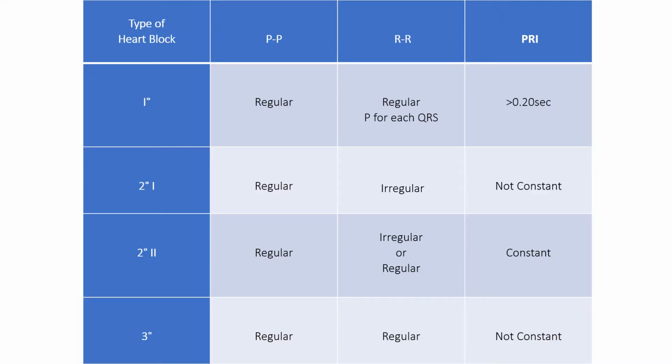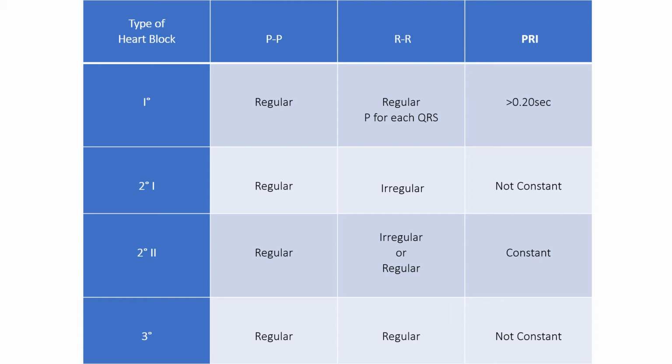This is another way, so it's process of elimination. On the top, I'm looking at what your P to P is, what your R to R is, and what your PRI should be. So in a first degree AV block, your P to P's are regular, and obviously you can see that they're regular throughout all of the AV blocks. Your R to R is regular in a first degree AV block, and you have 1 P for every QRS. The one key thing is that your PRI is prolonged, greater than 0.20. In second degree AV block, your PP is regular, your R to R is irregular, and your PRI is not constant because they keep getting longer and longer before it drops.